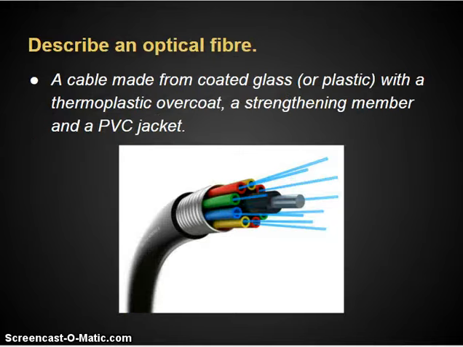So I mentioned fiber optic. What is fiber optic? Basically, it's a cable made from coated glass or plastic with a thermoplastic overcoat to both strengthen it and to prevent any light interference on those fibers. Now, the size of fiber optics are extremely small.